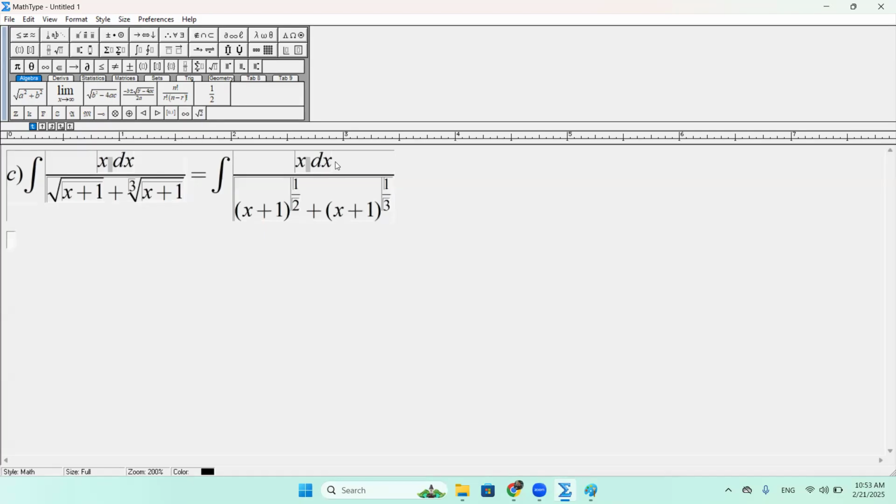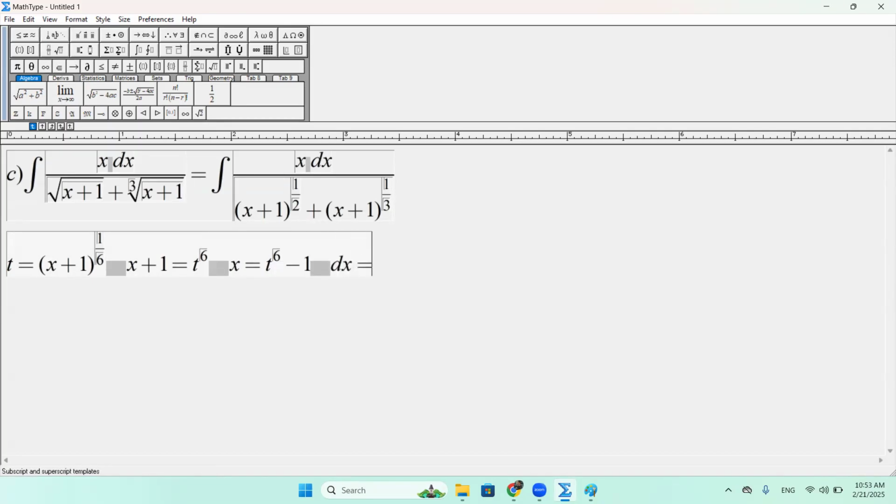Okay, so here I have to do the following substitution. T equals x plus 1 in power of 1/6. Then x plus 1 equals t in power of 6. X equals t in power of 6 minus 1. Then dx equals 6t in power of 5 dt.